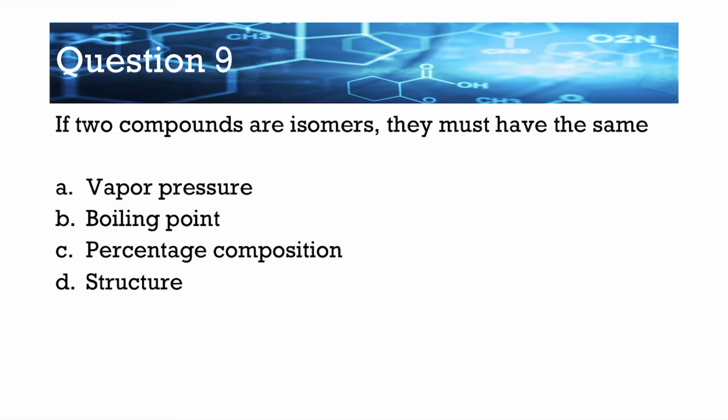Number 9, if you have two compounds that are isomers, they have to have the same percent composition. Remember, they're made of the same pieces. So you can draw multiple things with that formula, C5H12. But you can draw it differently. But it's made of the same pieces. So you still have the same percentage of carbons and hydrogens.